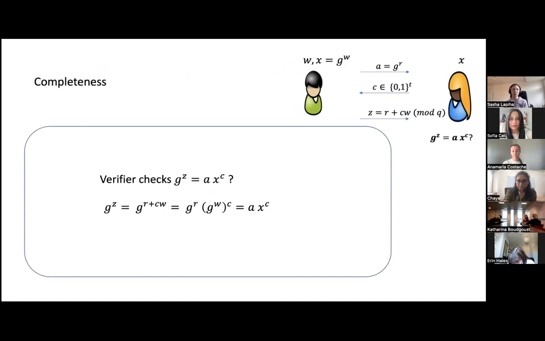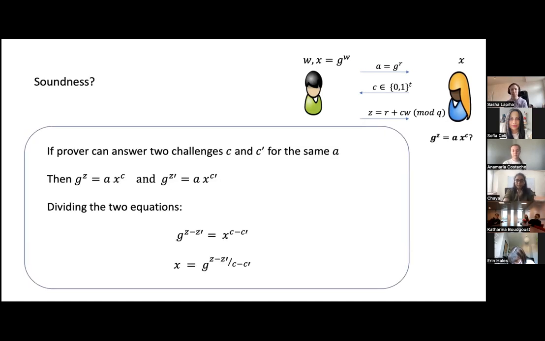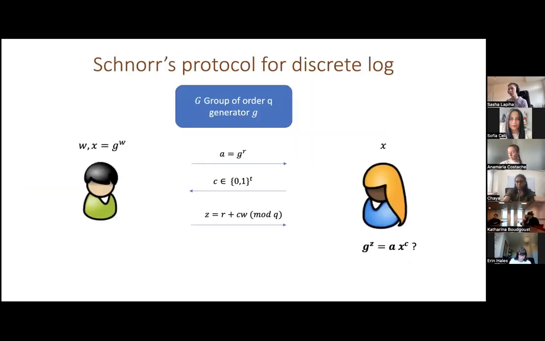We can see that g to the z is indeed A times X to the c if the prover is honest. What about soundness? This Sigma protocol satisfies a property called two-special soundness, where we can show that if the prover can answer two distinct challenges, c and c prime, for the same first message A, then we can actually extract the witness. Because the prover can answer two distinct challenges, we have two different verification equations holding for z and z prime, and c and c prime, but for the same first message A. Therefore, we can divide the two equations and extract the witness w, which is the discrete logarithm of X. So this is the two-special soundness property.